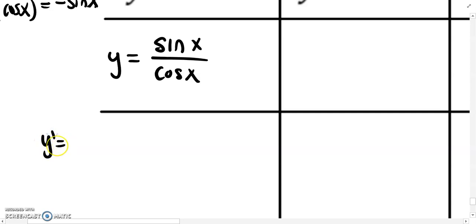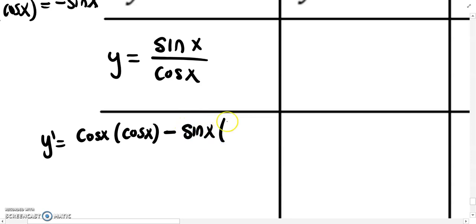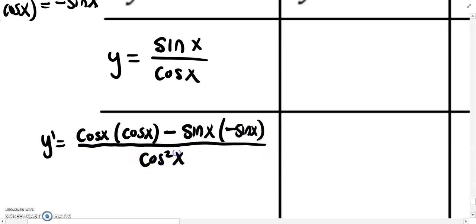So taking y prime, we're going to do low d high, so that's cosine x, that's our denominator. D high is going to be cosine x again, minus, and then high d low. So sine of x, derivative of cosine is negative sine of x. That's all divided by low squared, so this is going to be cosine squared of x.